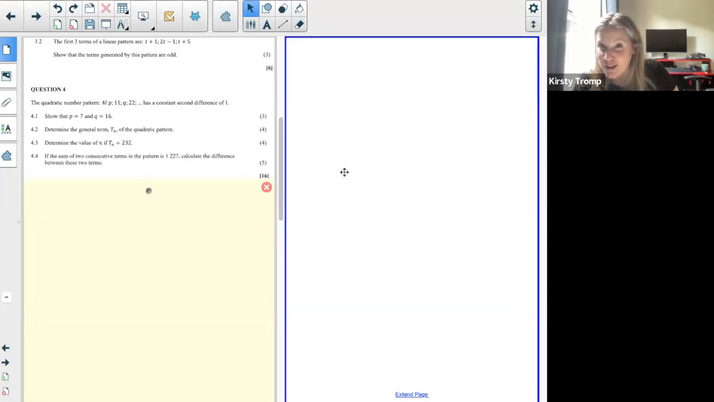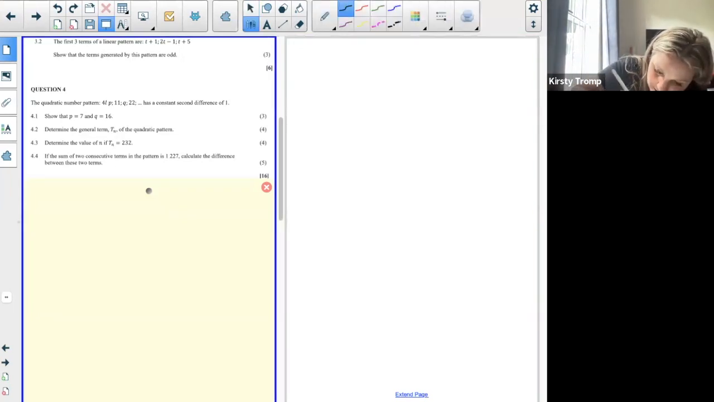Let's have a look at the quadratic pattern. It says the quadratic number pattern is 4, P, 11, Q, and 22. There was a comma missing in the paper, it looked like an L. So the quadratic number pattern is 4, P, 11, Q, and 22. All right, so that's the quadratic pattern.